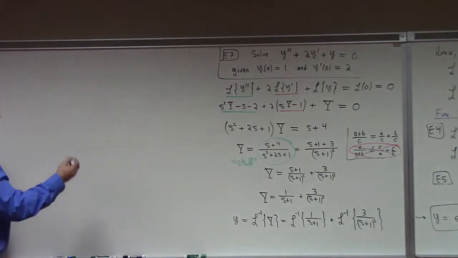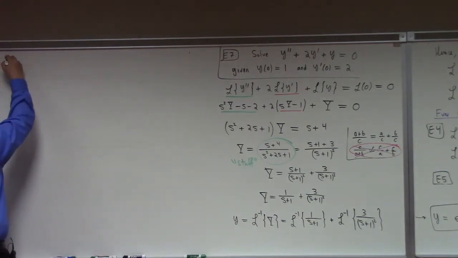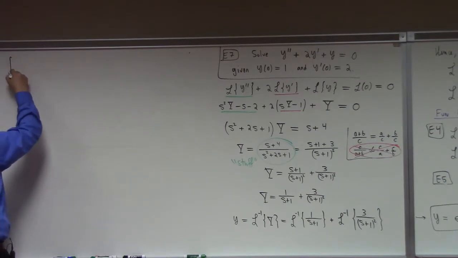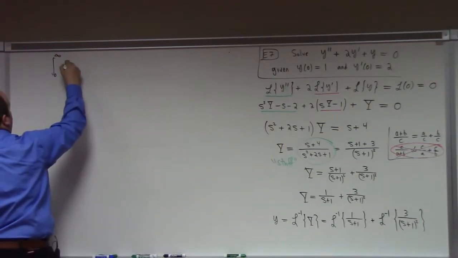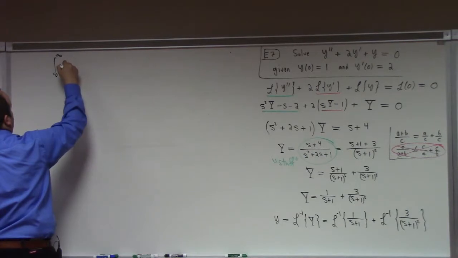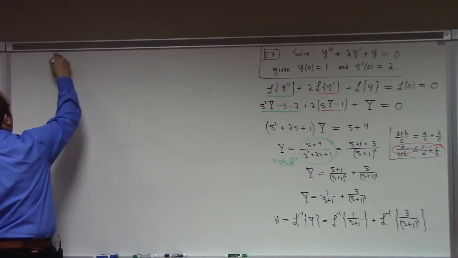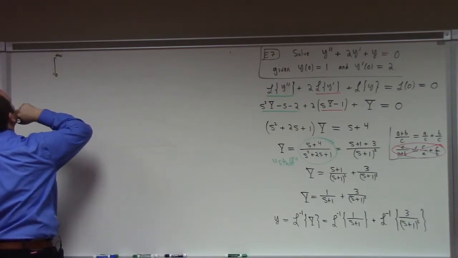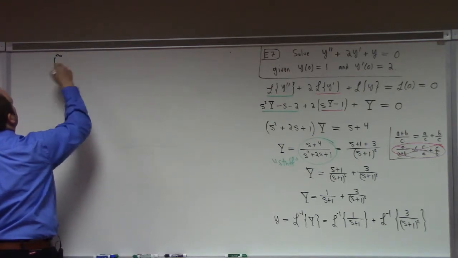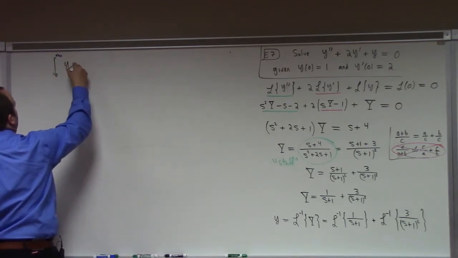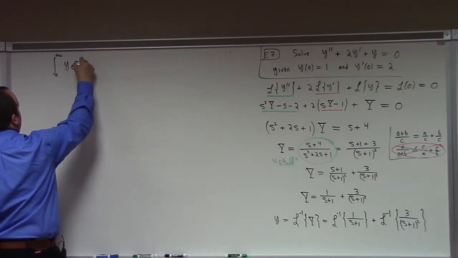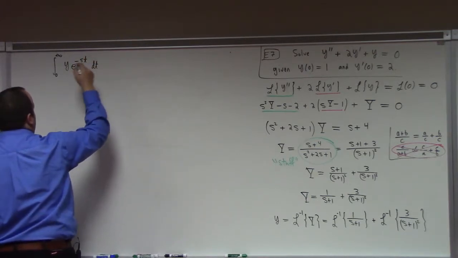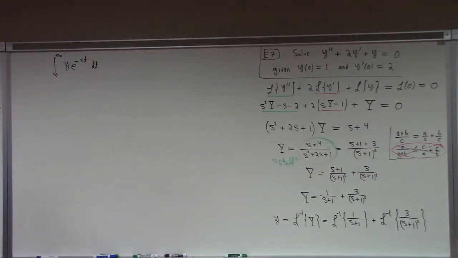So let's see here. Suppose we have the integral from 0 to infinity of Y e to the minus st dt. Right. What happens if I differentiate this with respect to s?